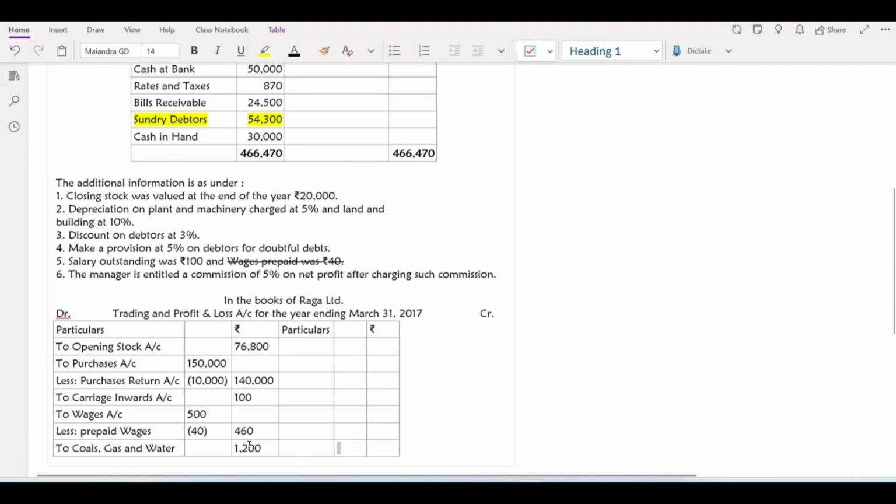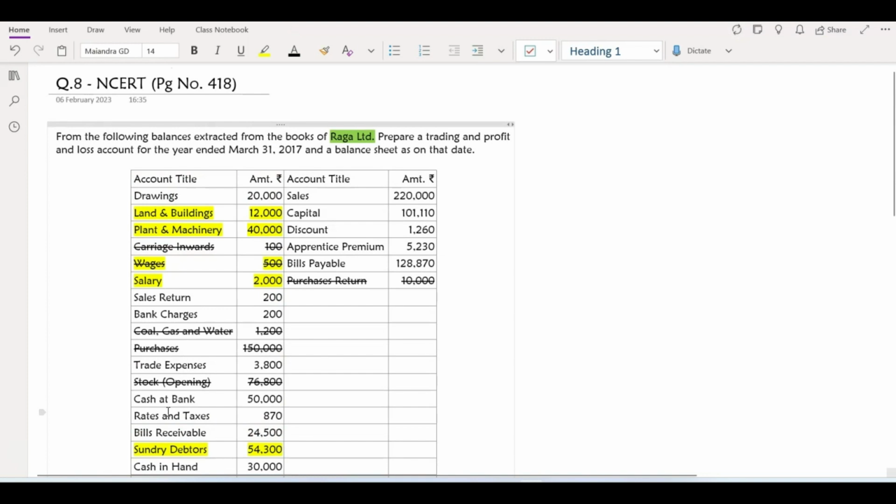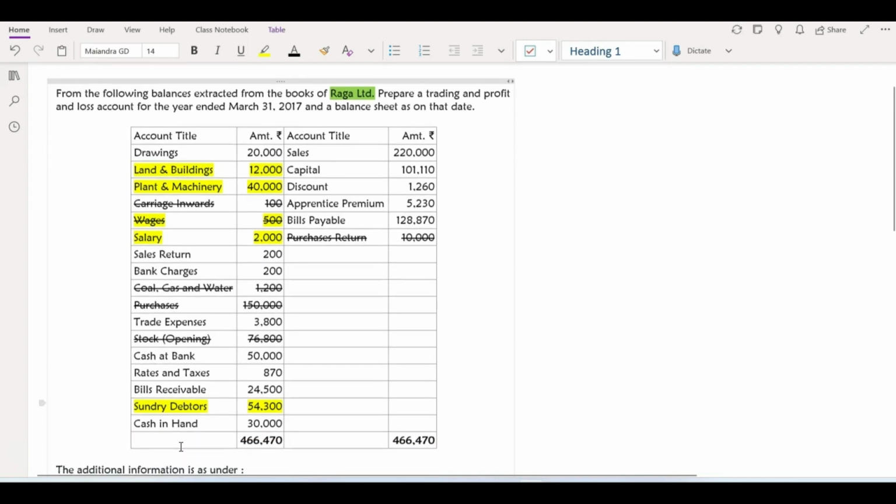1200 on directly the outer column. Let's go back. After this, trade expenses. Trade expenses always goes in our P&L account. Cash, rates and taxes, bills receivable, sundry debtor, cash in hand, all right. These will not come. Now let's come to our credit side.